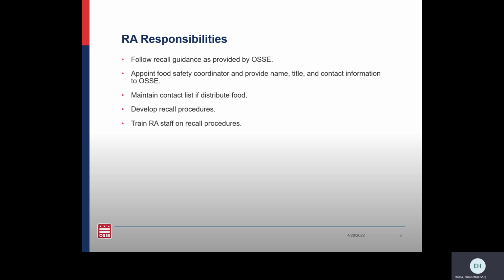If an RA further distributes food, maintain a contact list of subrecipient agencies, distributors, and other recipients. It must be possible to trace recalled food to the final recipient. Be prepared for a USDA foods recall by developing and training staff on recall procedures.